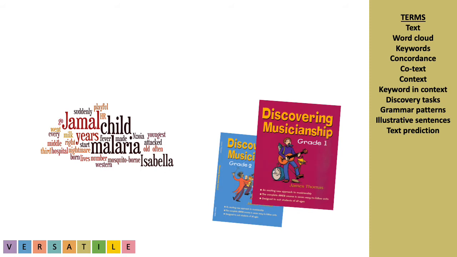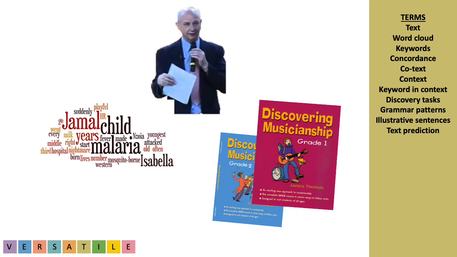I was writing some discovery music textbooks myself when I came across Range, a program created by Paul Nation at the University of Wellington in New Zealand. I put my text in, and the list of words it generated became the entries in the book's glossary. Range tells us how much of what vocabulary appears in a particular text.